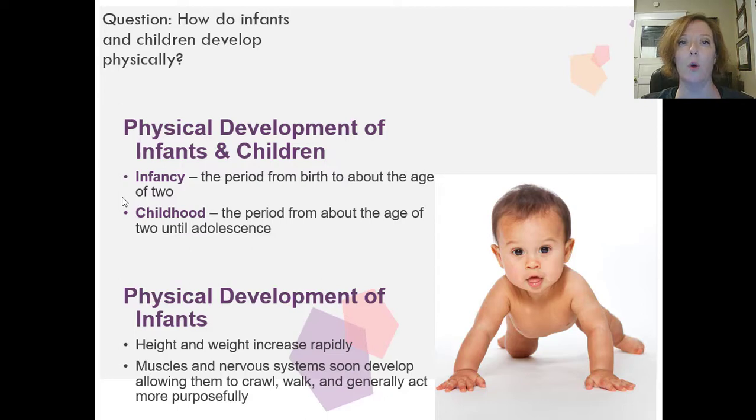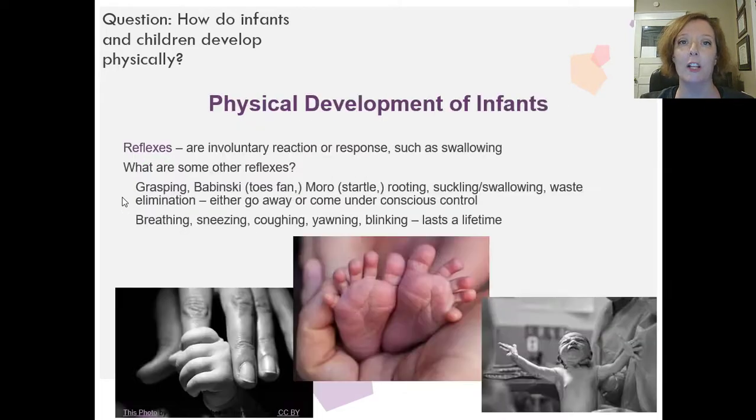And typically what we see is very predictable. During the period of infancy, height and weight increases very rapidly, although not as fast as before birth. And the muscles and the nervous system soon develop, allowing babies to crawl, walk, and generally act with more purpose. So they're doing things, they're trying to do things, and they're accomplishing it rather than just kind of lying there passively. Reflexes are a part of physical development of infants, and actually many of the reflexes that we're going to be talking about start during the prenatal development.